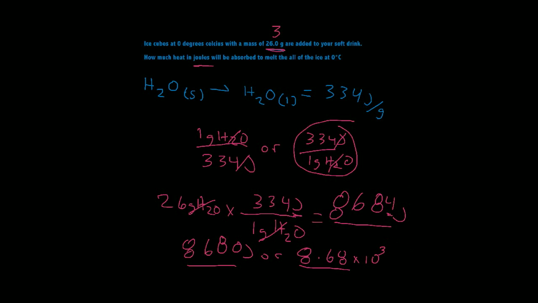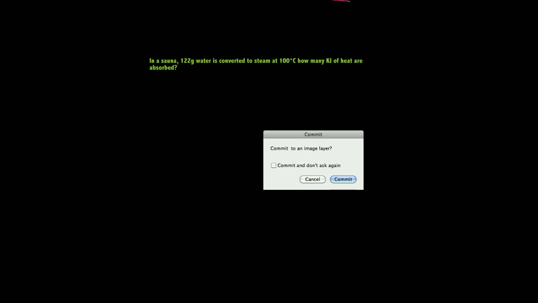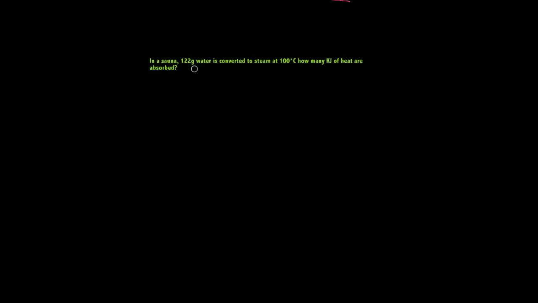Let's do another one here. Alright, so I've added another problem down here. Let me just scroll down. And in this one it says, in a sauna, 122 grams of water is converted to steam at 100 degrees Celsius. How many kilojoules of heat are absorbed when this happens? So with this, we just need to look up on our chart to get our conversion factor to go from water at the liquid state into steam at the gaseous state.